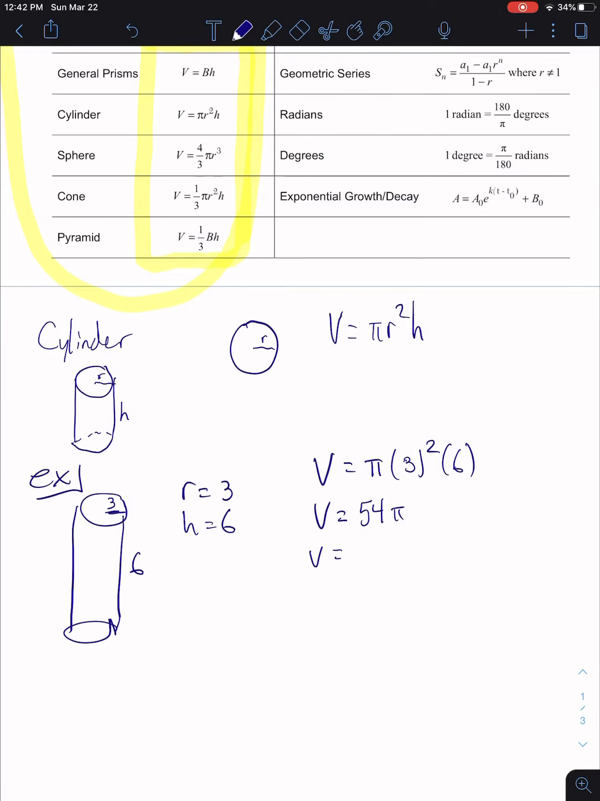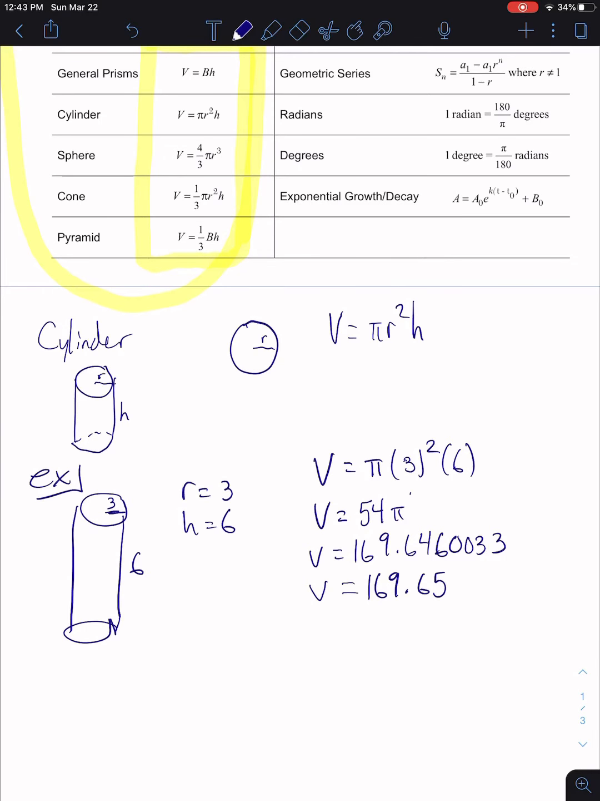Now, if you needed to plug this into your calculator, what you're going to do is simply just plug in 54 pi, okay, and what you get out of your calculator is 169.6460033, and we run out of space on the page. So if we had to round, we're going to round this, let's say, to the nearest hundredth, 169.65, okay?